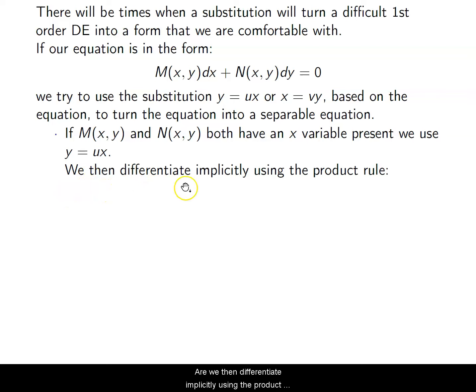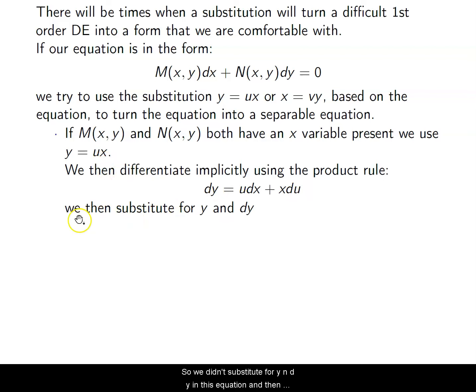We then differentiate implicitly using the product rule, right? So here we're doing the derivative. Again, remember y is a function of x, and so is u. So we'll use the product rule here. So dy will then be the product rule on the u times x, right? We're assuming u is a function of x as well. Okay. So we then substitute for y and dy, this and this, into my equation.